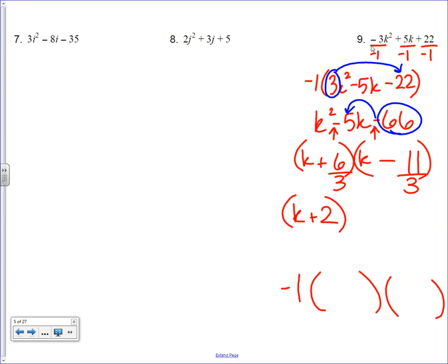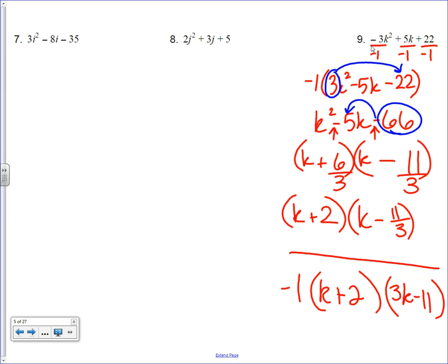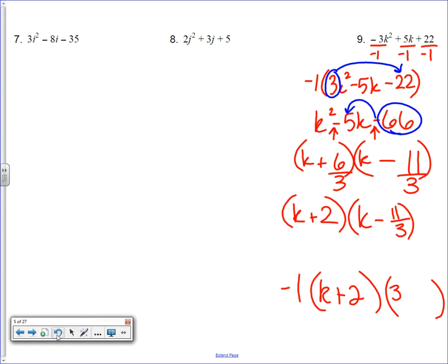Does 11 divide by 3? Does 11 over 3 reduce? Can I divide 11 and 3 by the same number? I cannot. So it looks like my first parenthesis is just fine. What is my final second parenthesis going to be? Wonderful. And this is now the original multiplication problem.